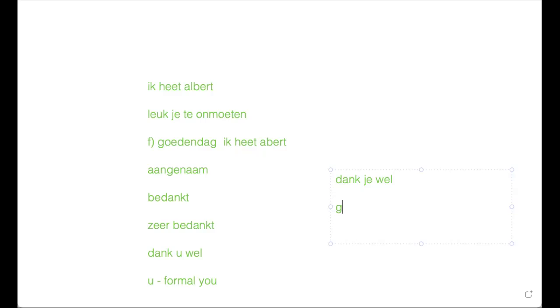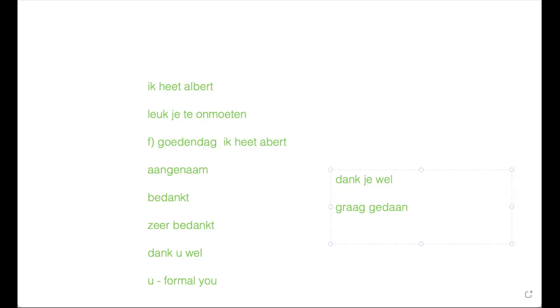Graag gedaan. Repeat after me. Graag. I already explained to you that graag we use as in like: I like to drink, I like to do this. Graag gedaan, repeat after me. Now, team, if I say dank je wel, bedankt, zeer bedankt, I can reply with graag gedaan. If you break graag gedaan down, it is happily done, or I did it happily. Is it clear to you, my team?